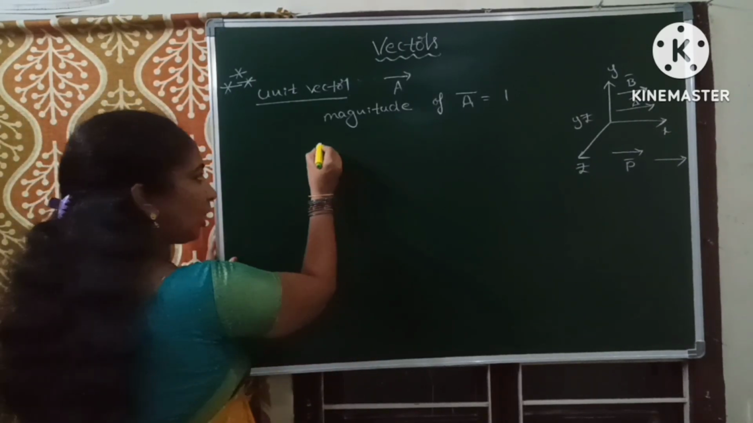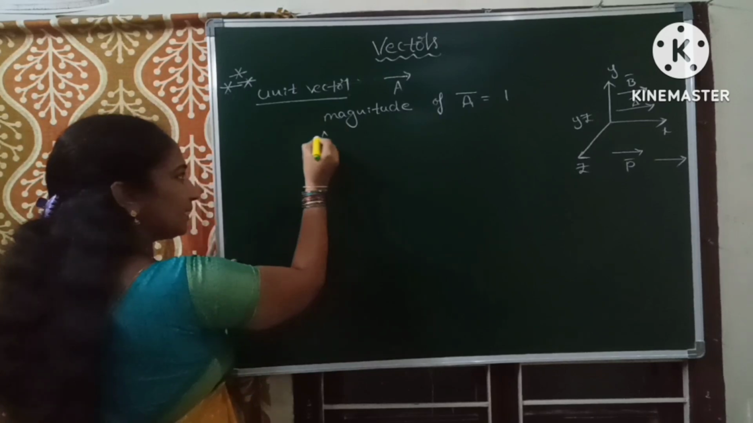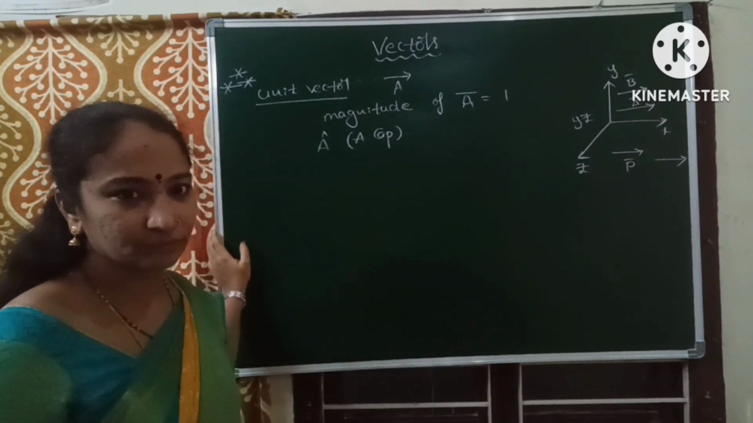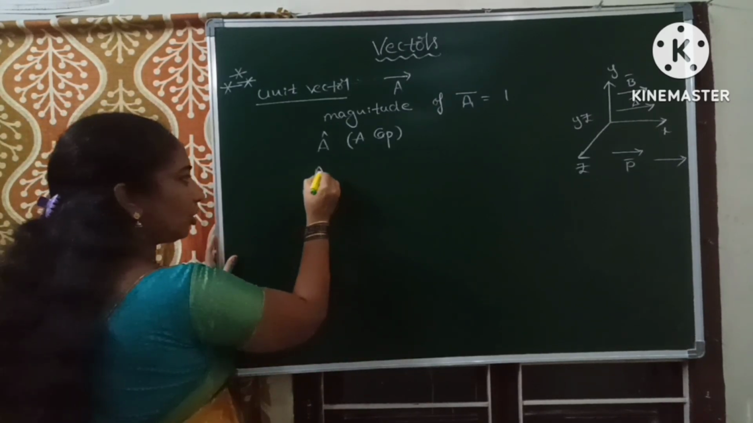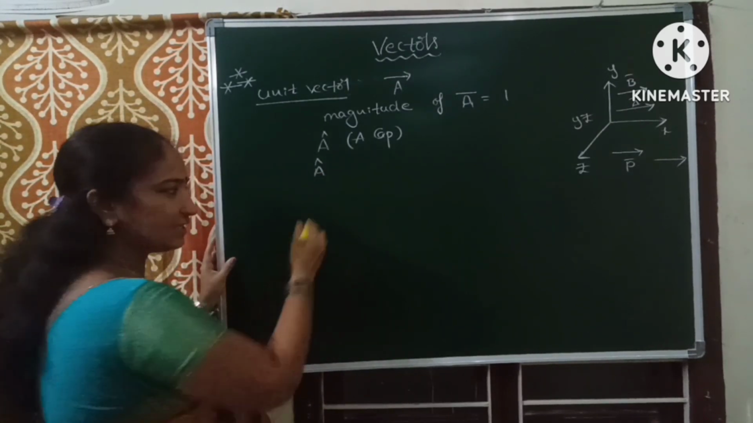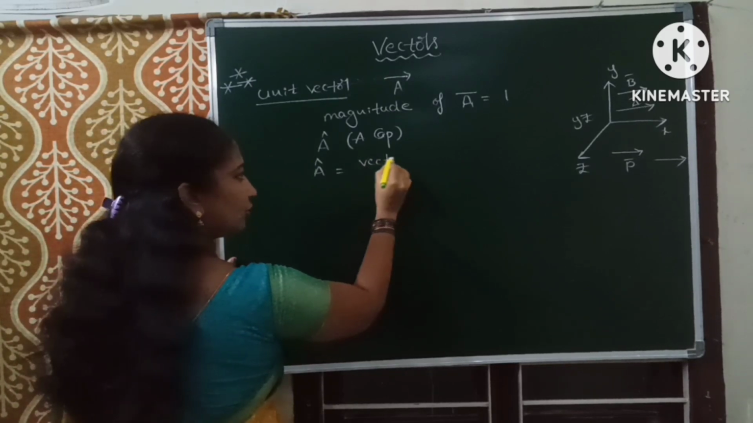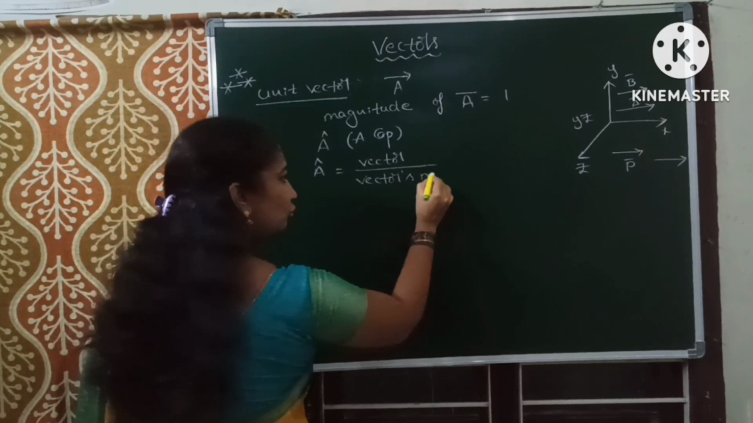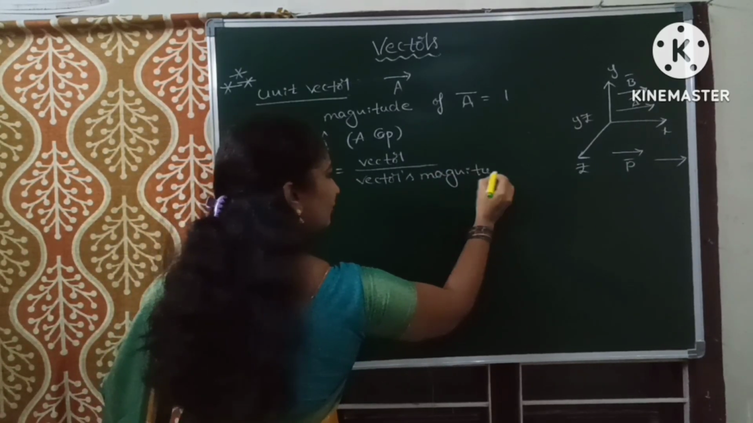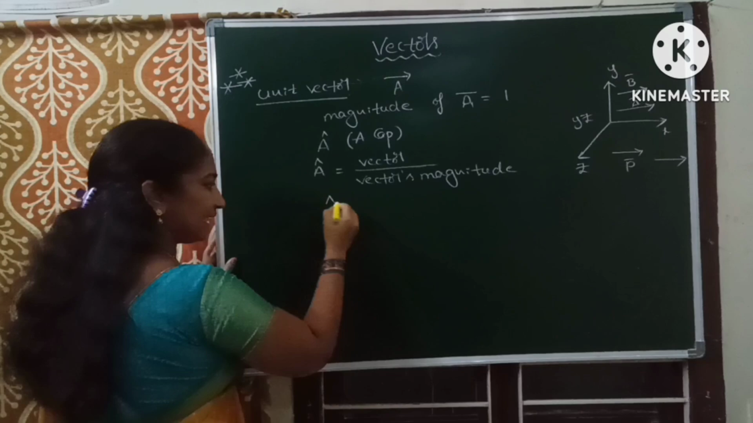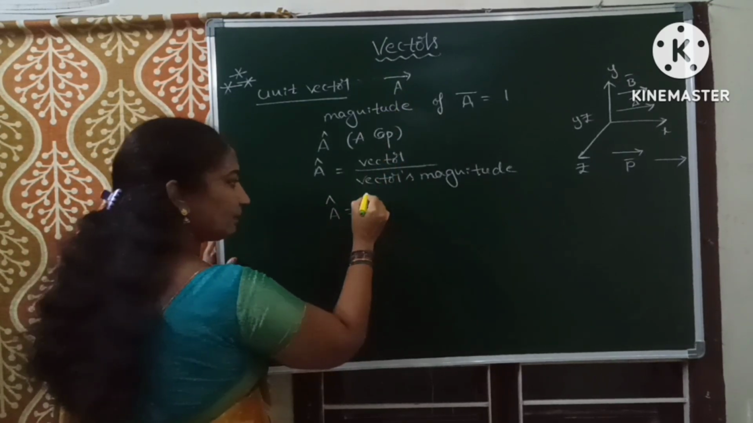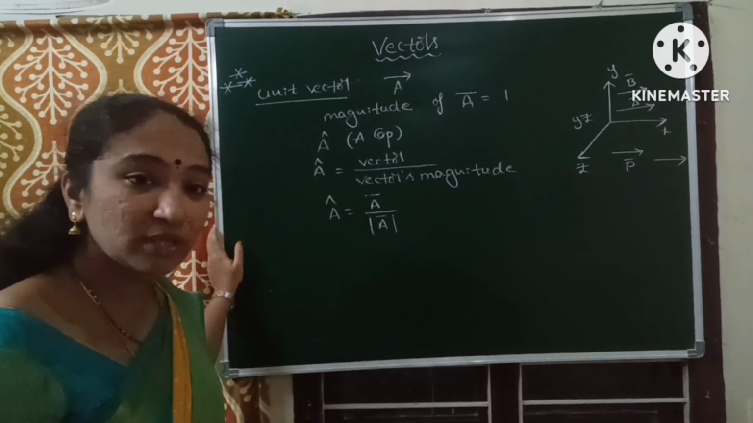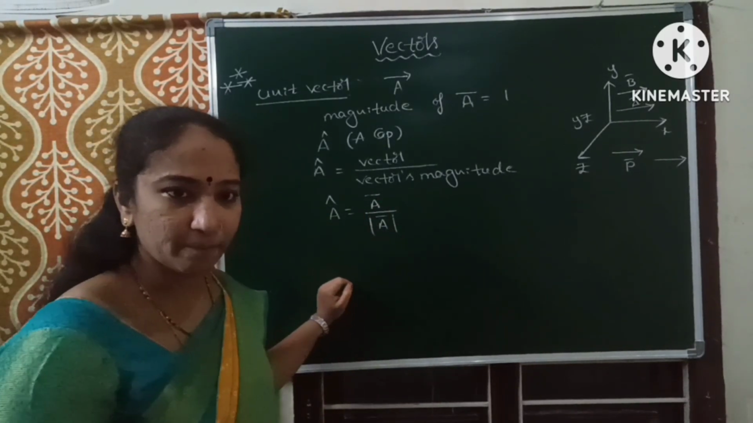Then what is the formula, and how to represent it? A unit vector is represented by a cap. How to pronounce this? A cap. Then the formula to calculate the unit vector: simply, unit vector is the vector divided by the vector's magnitude. That means a cap is equal to a bar by mod of a bar. Modulus of a bar ni manam magnitude ga cheptam.